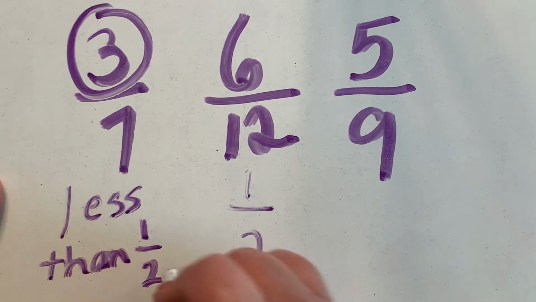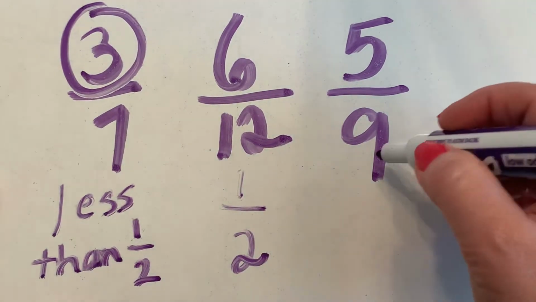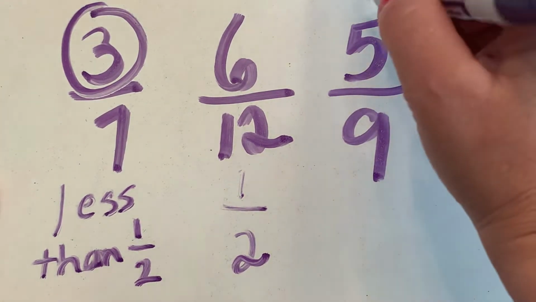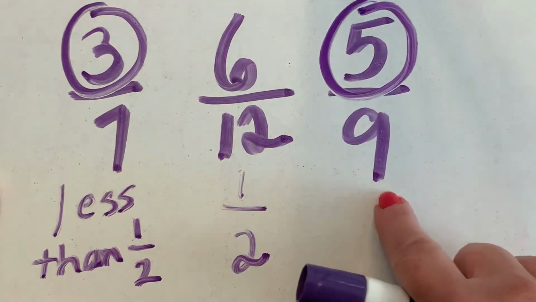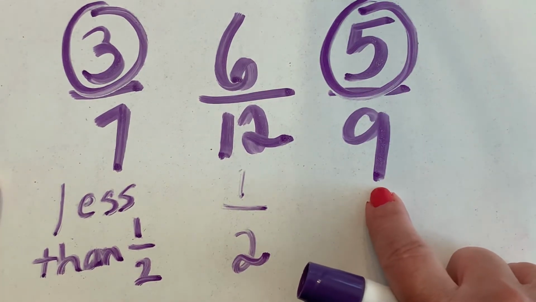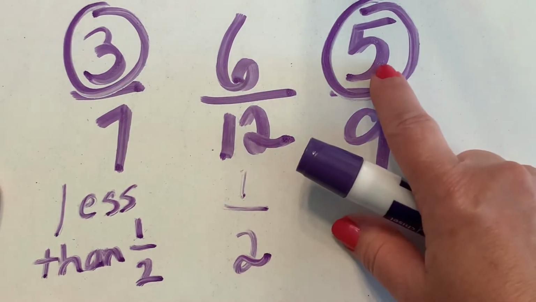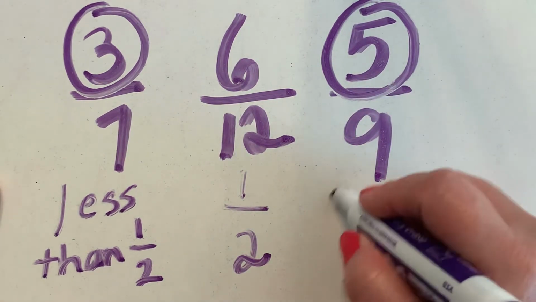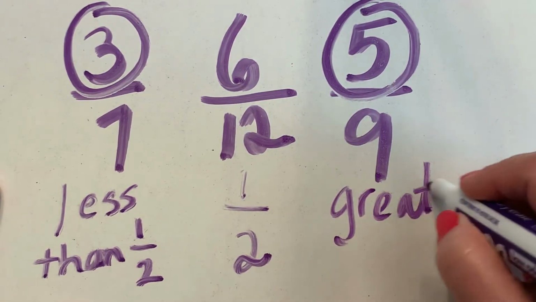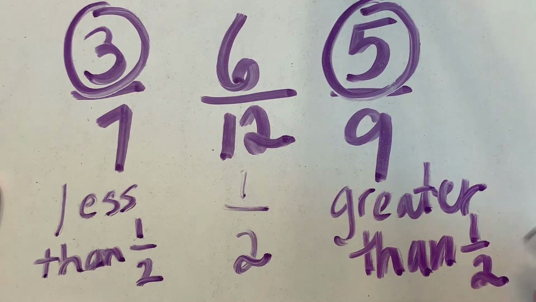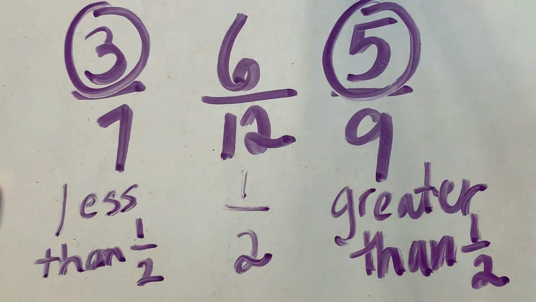And right here, half of 9, even though it's not an even number, it has a half, is 4.5. 4.5 plus 4.5 equals 9. So half of your denominator is 4.5. Is 5 greater than 4.5 or less than 4.5? Yes, it's greater. So this would be greater than a half. You see that?